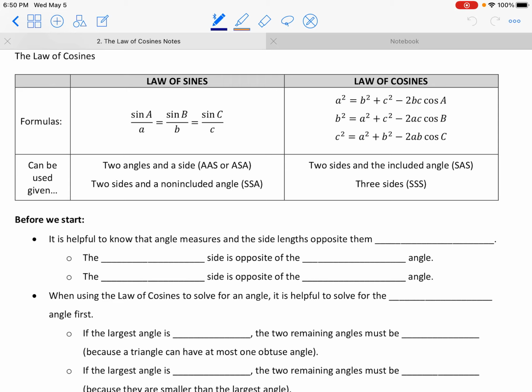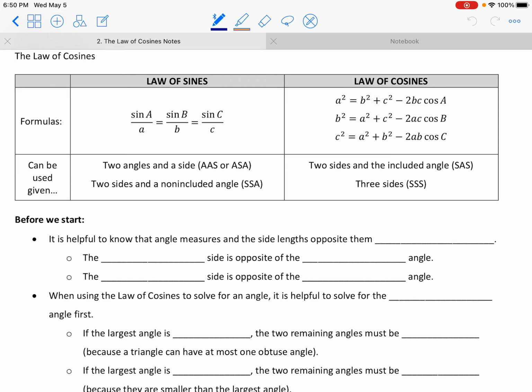So this is going to build on what we did in our previous topic with the law of sines, which was finding ways to solve triangles. If we were given some information about a triangle, we could use the law of sines to find the rest of the information. Now, the law of sines is only useful if particular information is given.